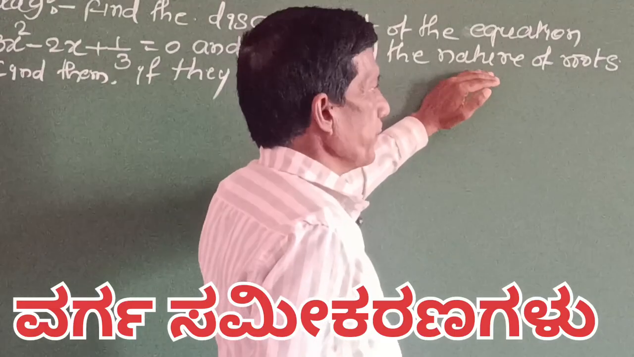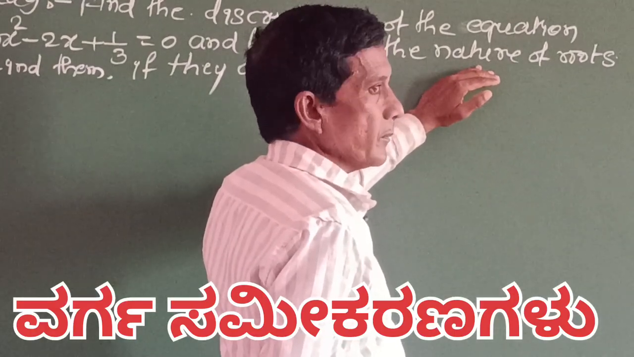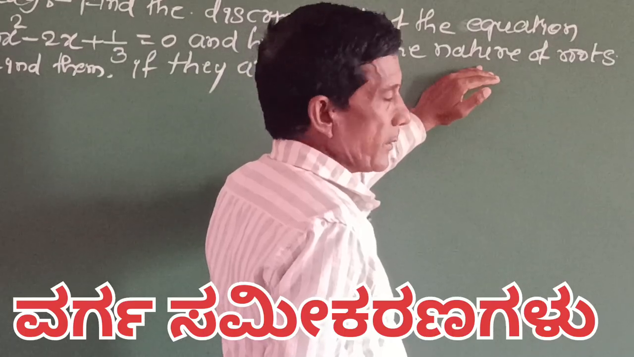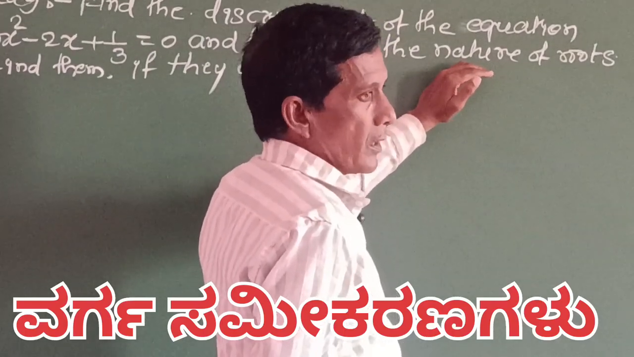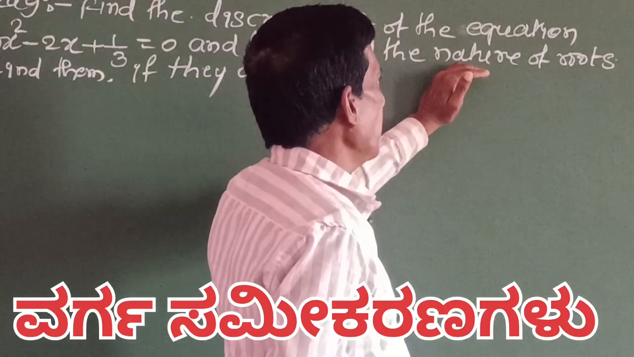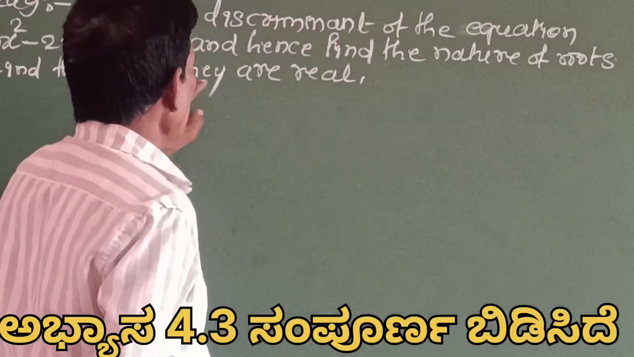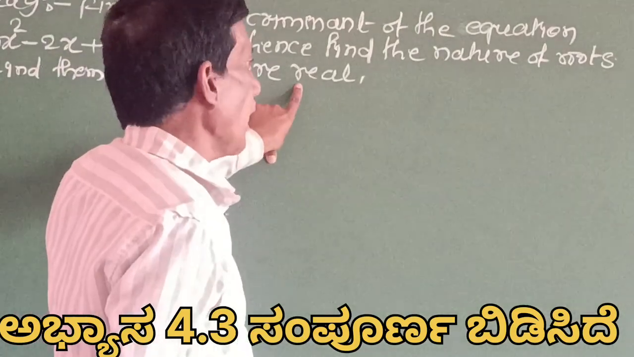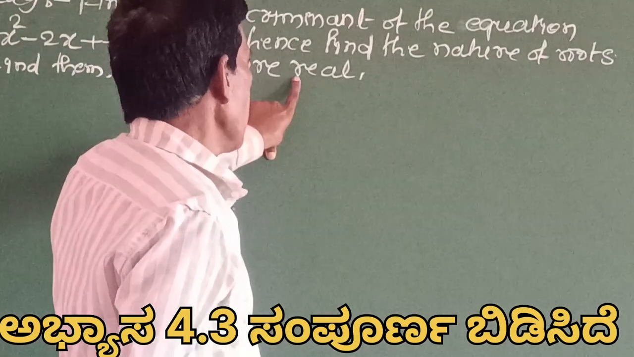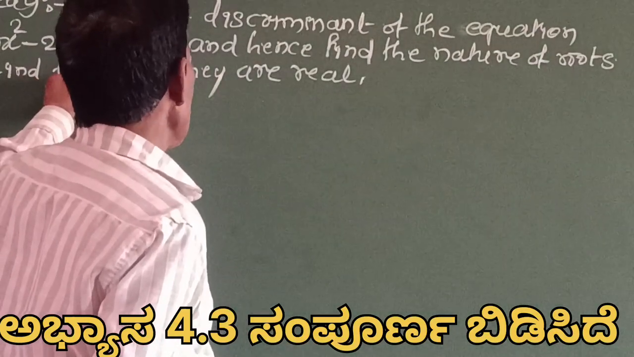The roots are equal, or the roots are distinct, or there are no real roots. So find the nature of roots, and next, if they are real, find the roots of 3x square minus 2x plus 1 by 3.